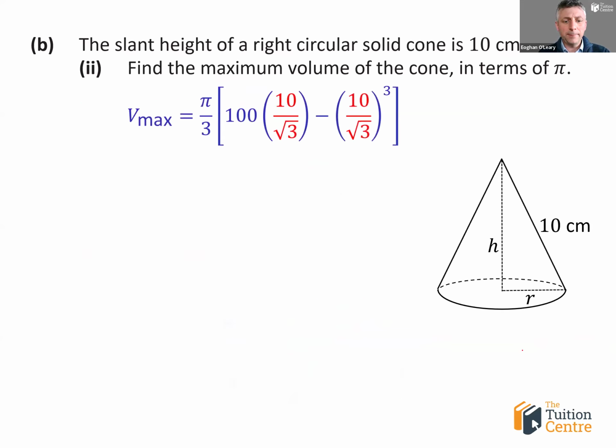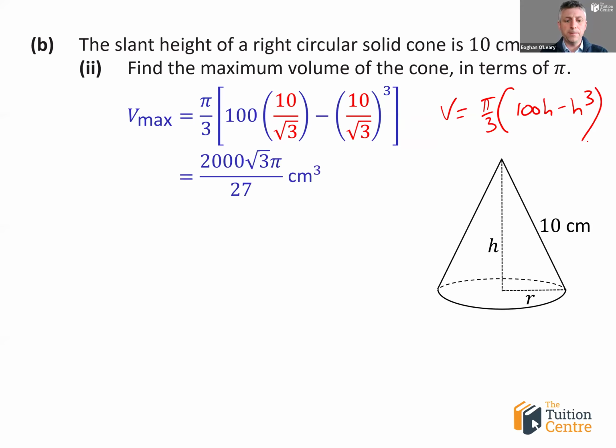So we must go back and sub in to our formula. So we had the formula for volume was pi over 3 times 100H minus H cubed. So subbing in the 10 over root 3, when we multiply it all out and simplify it down, we're going to get 2000 times root 3 pi over 27. Now, we want to double check that we were dealing with a maximum.